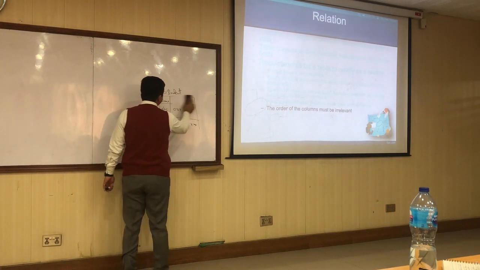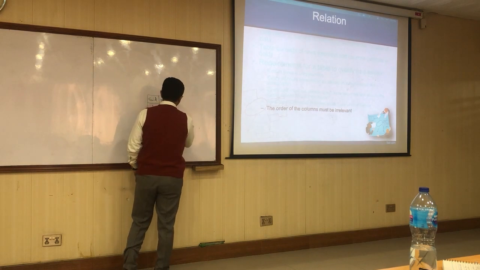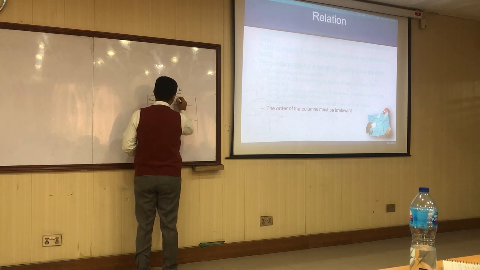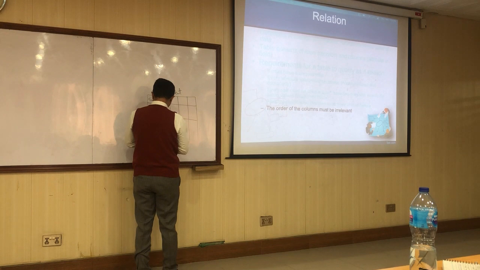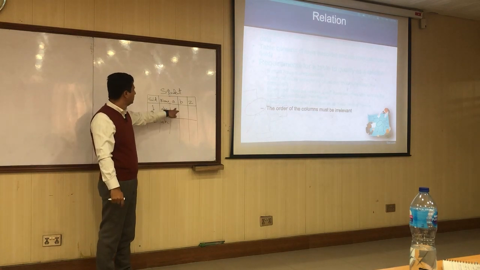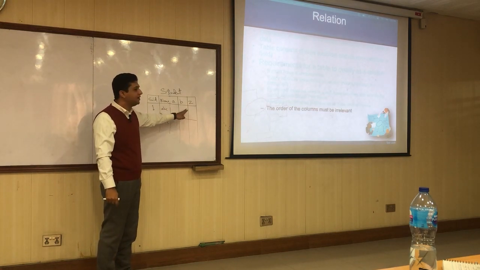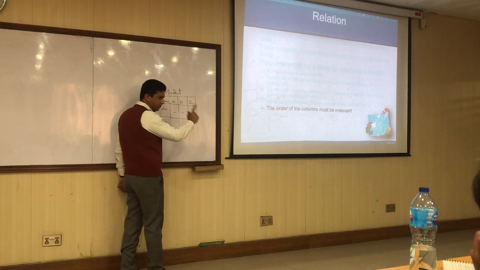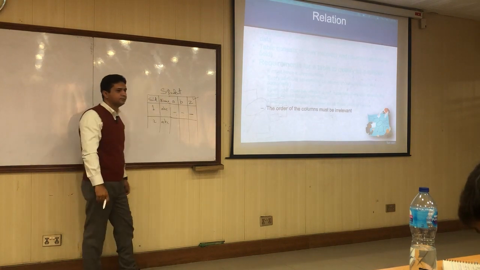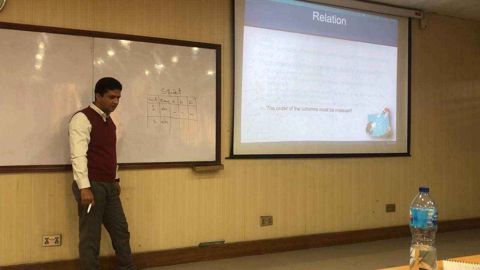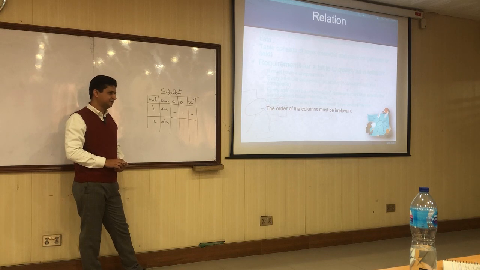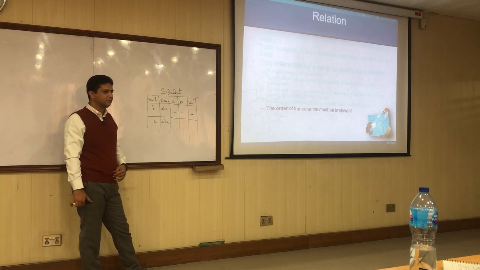For example, there are three columns A, B, and Z, and there are some values in A and B, and Z's value is calculated based upon these two values. In this particular scenario, is it a table or a relation? It would not be a relation.